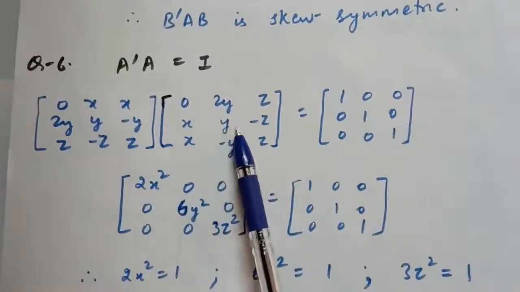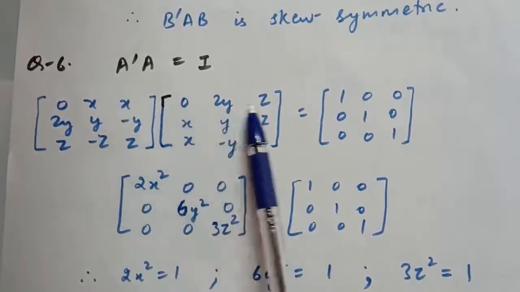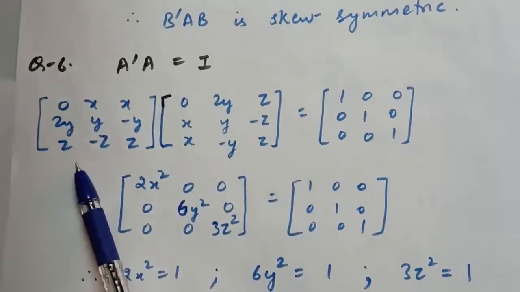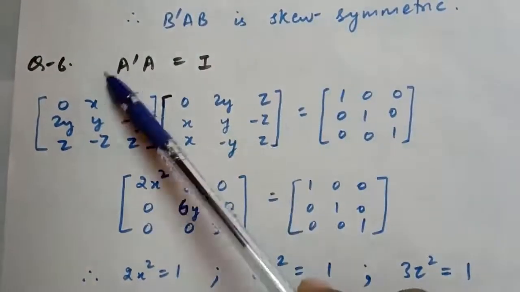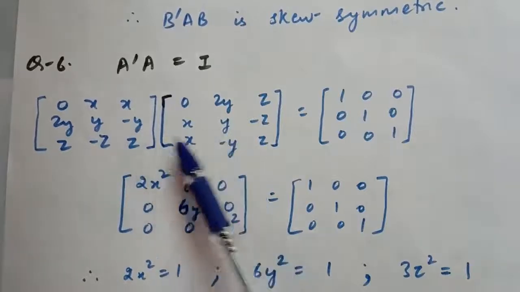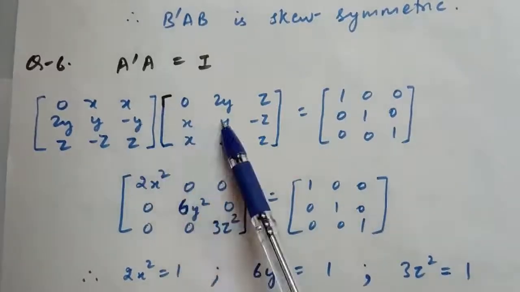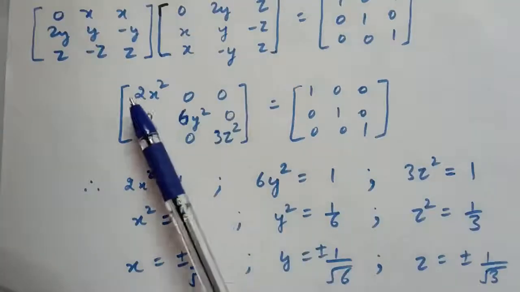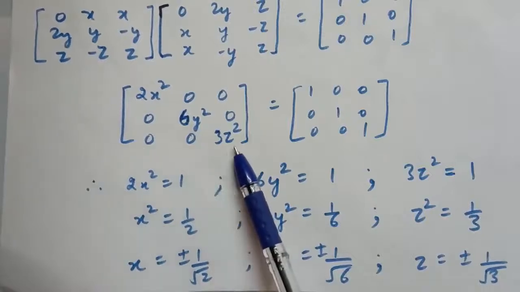So A is given this matrix. Find the transpose of this matrix, which will be this 0, 2y, z. Now this row will become column: 0, 2y, z, then x, y, minus z. Now this will become the second column, x, y, minus z and so on. Now multiplication of A transpose and A is identity. After multiplying you will get this matrix: 2x square, 0, 0, 0, 6y square, 0, 0, 0, 3z square.